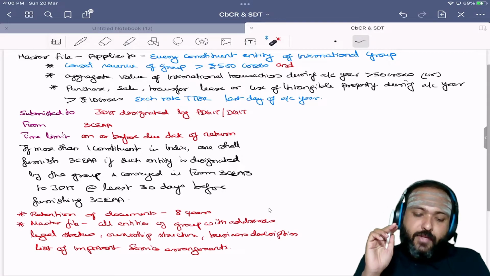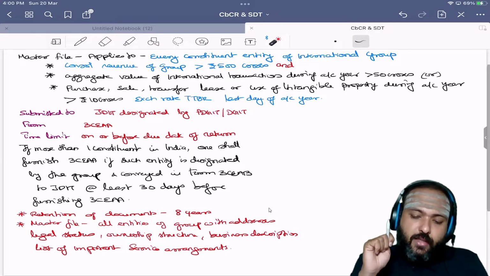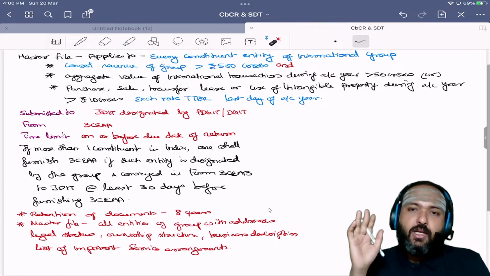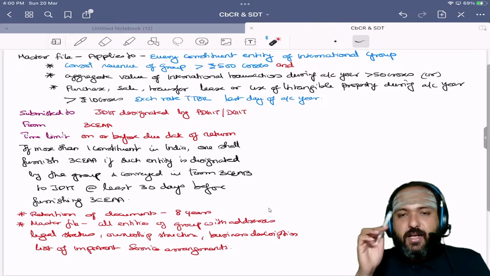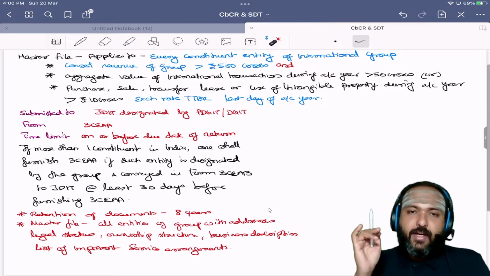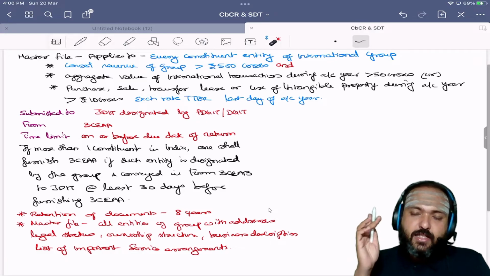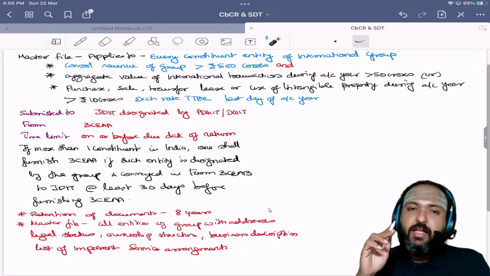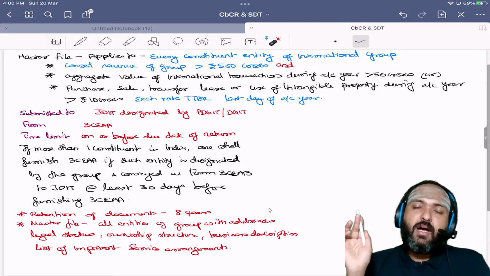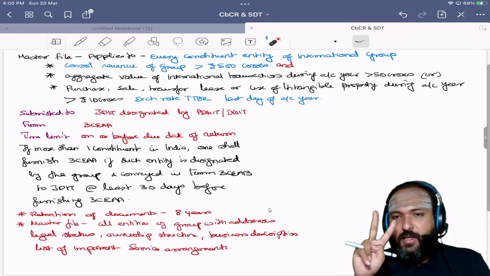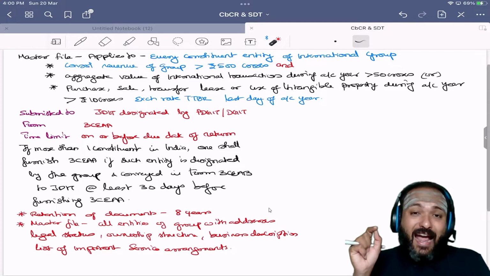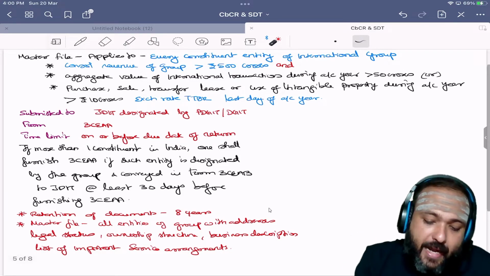Now, the aggregate value of international transactions during the accounting year should be more than rupees 50 crores. So all international transactions put together should be more than 50 crores. Or if there is purchase, sale, transfer, lease, or use of intangible property during the accounting year greater than 10 crores, then you will have to consider the master file reporting. So technically, there are two conditions. What are they? Consolidated revenue should be more than 500 crores, and that is why please note the word 'and' is being used.